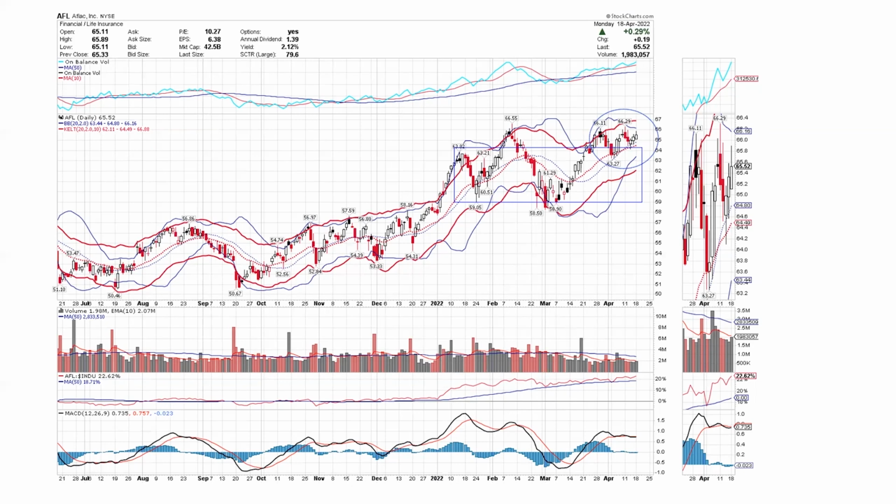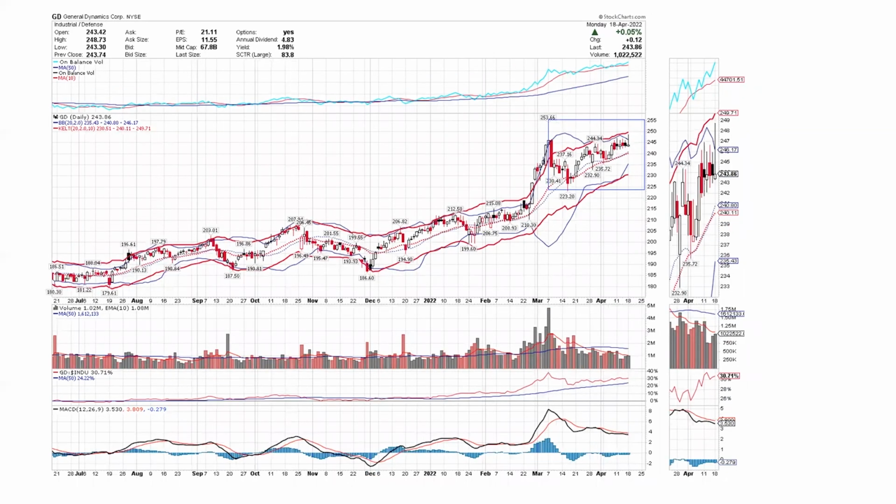AFLAC, one of those, 10 PE with a 2.12 yield. Very interesting stuff there. Well, and I think that that's a representation of how you have rotation or flow out of these really super mega cap growth type stocks into these great value characteristic stocks that have yield, and it makes perfect sense in 2022.